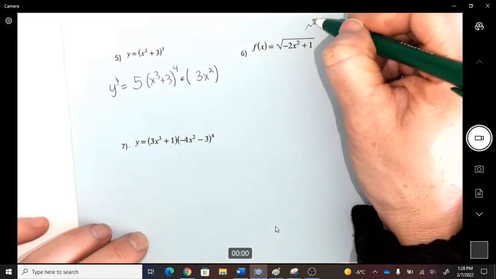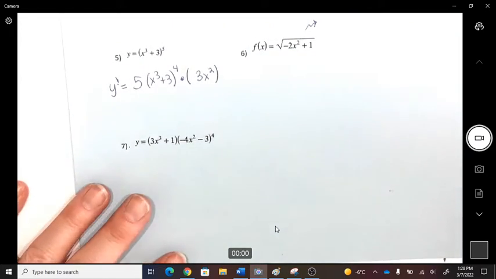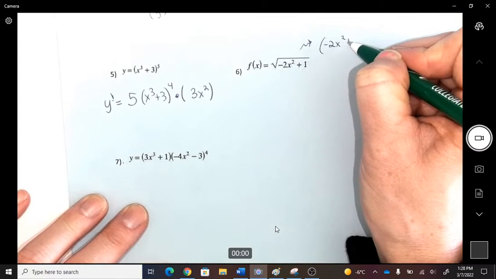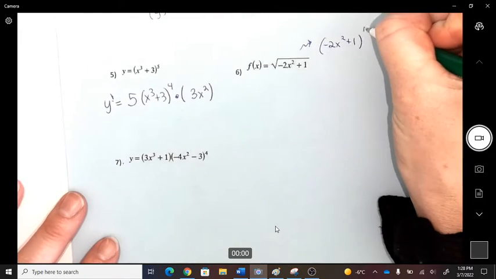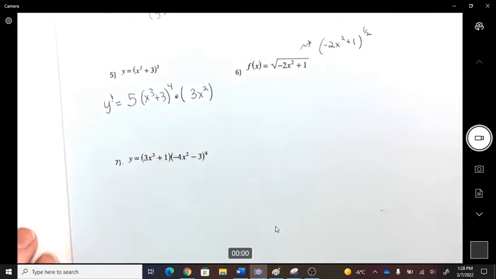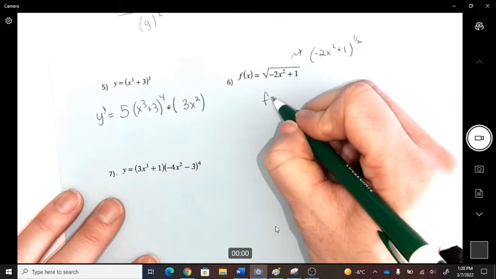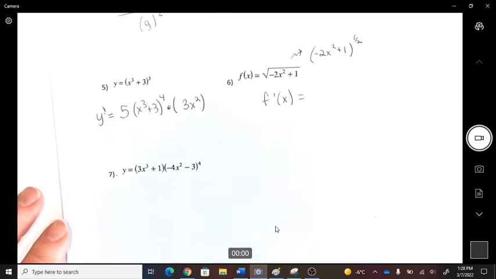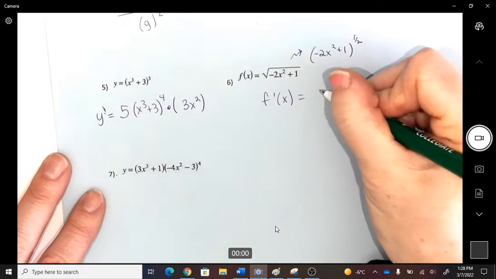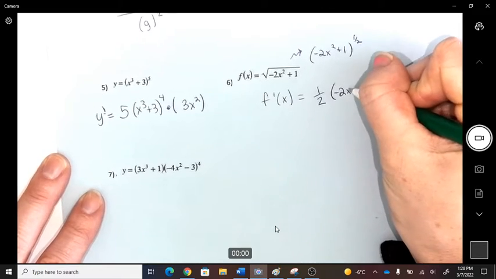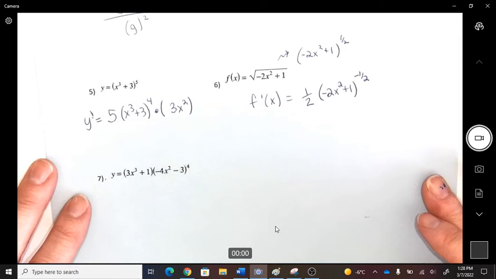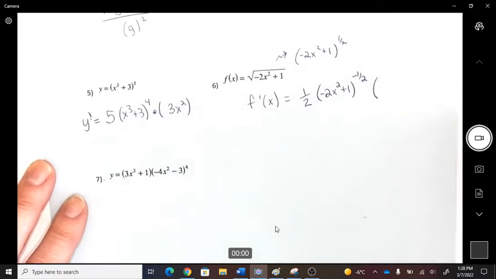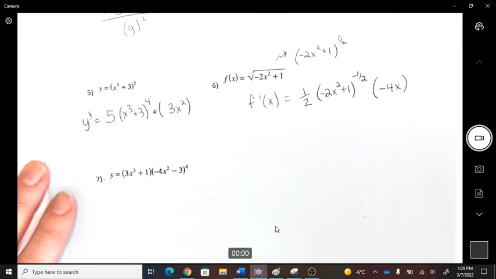Okay, number 6, I'm just going to think about that differently before I try this. So what's the original exponent on that? Did you pick a half? Square root is a half. Okay, derive. Ready? Front times top. So that's just a half of those to the one lower, and then attach the derivative of the bracket. So negative 4x.